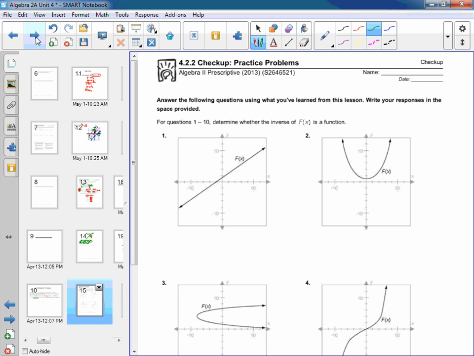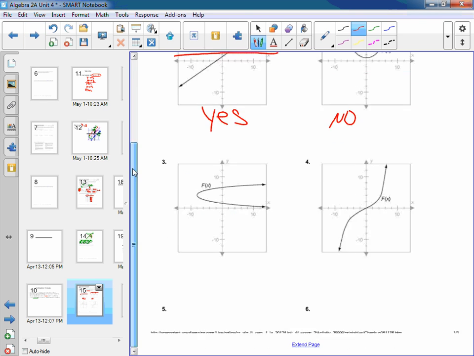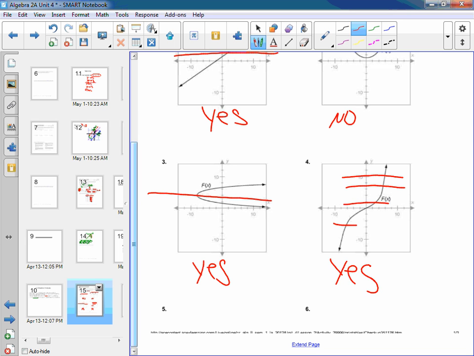So here is an example on the checkup. You can print that out or you can follow along with me. We can practice a few of these. All we want to know is, is the inverse of this a function? So we can do the horizontal line test. We can say yes, it only hits in one spot. Is the inverse of this a function? Do the horizontal line test. No, it hits in more than one spot. Number 3, is the inverse of this a function? Yes, everywhere you do the horizontal line test, it'll only hit in one spot. Is it here? It is here too, because everywhere you draw a horizontal line, it'll only hit in one spot.